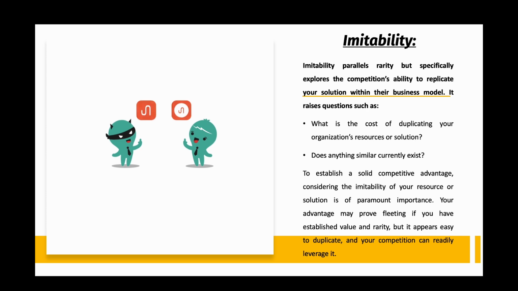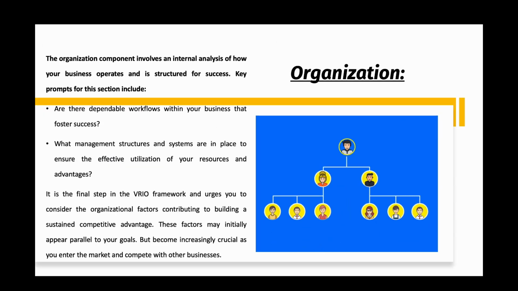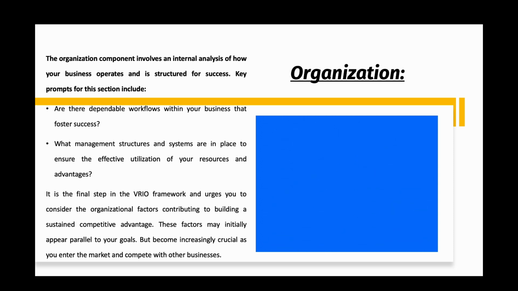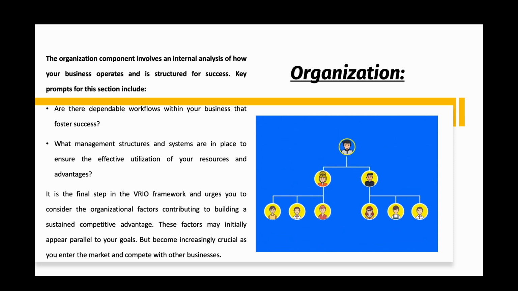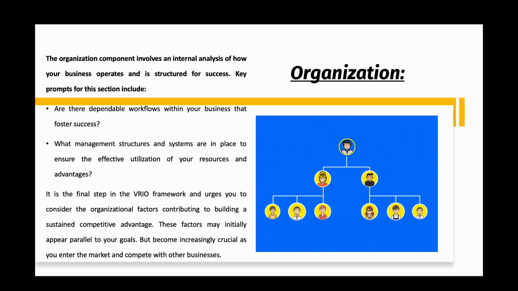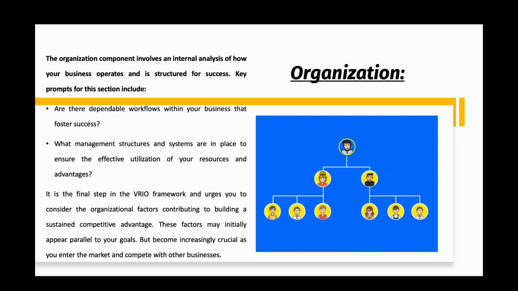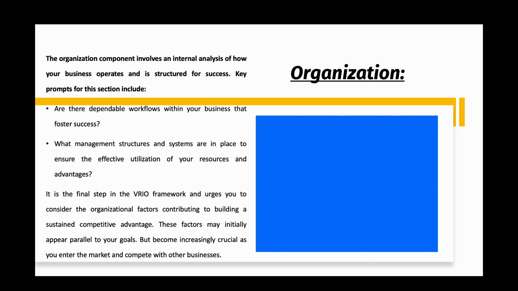And fourth is organization. The organization component involves an internal analysis of how your business operates and is structured for success. Key prompts for this section include: are there dependable workflows within your business that foster success? What management structures and systems are in place to ensure the effective utilization of your resources and advantages?